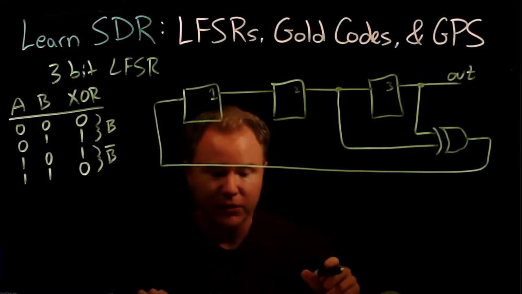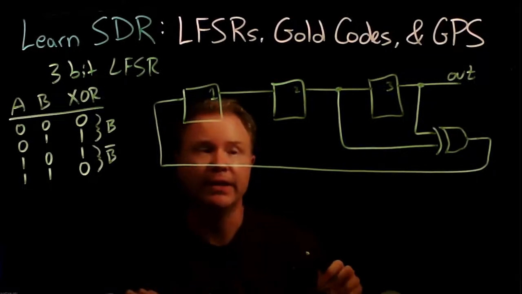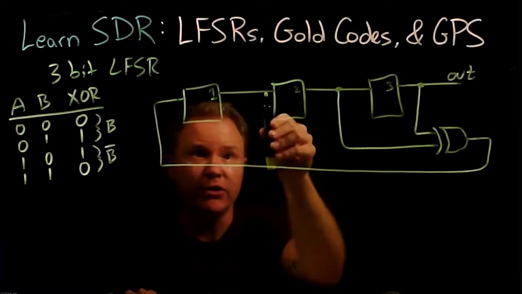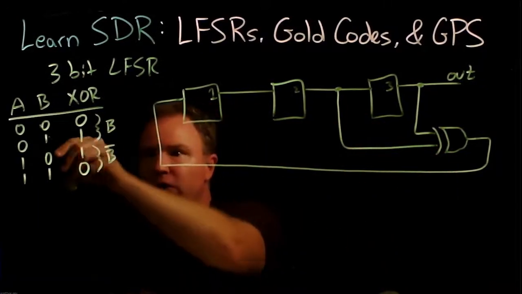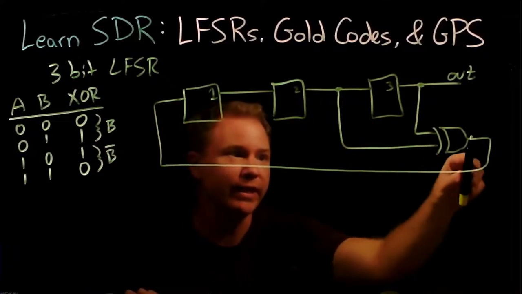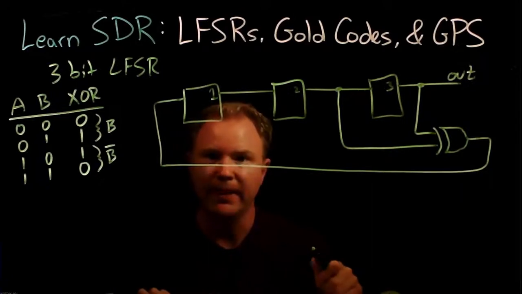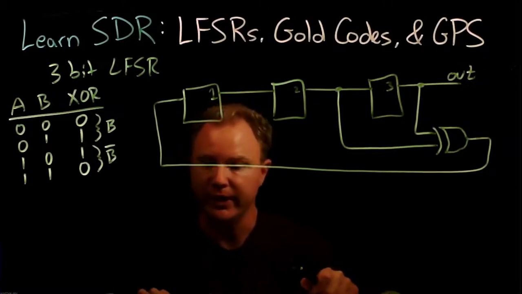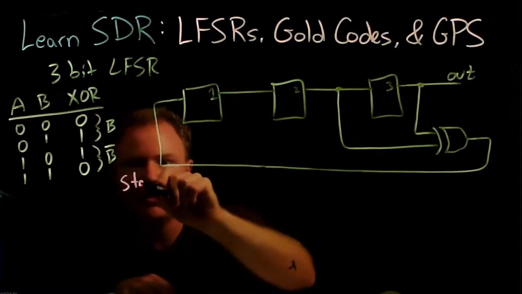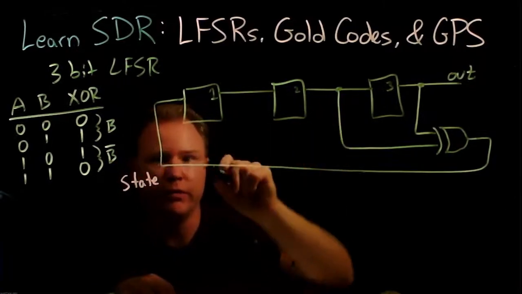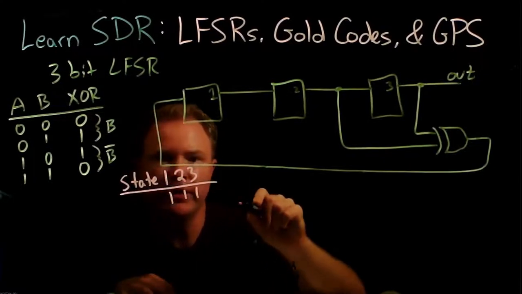So let's write a table of all the possible states that this goes through. Now, one thing you need to know about these things is if these all start out in the zero state, well, zero XOR anything else is going to be zero. If they all start out in the zero state, then you're going to be feeding back zeros and nothing will ever happen. So this is the one state that's not allowed, the all zero state. And by tradition, usually these start in the all ones state. So the state of registers one, two, and three, we're going to start it in the all ones state, 1, 1, 1.